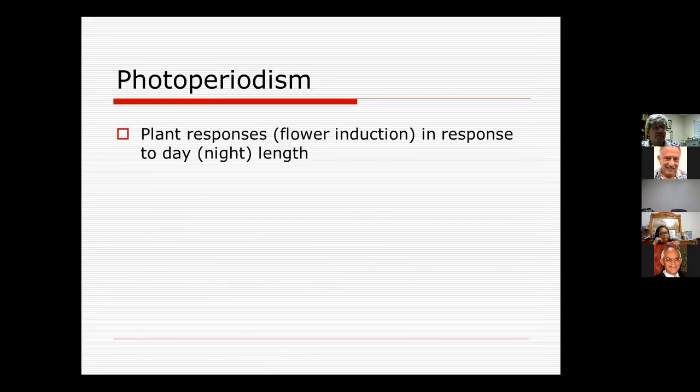So we have some plants that when days are long, they flower. When days are short, they don't. We have other plants that when days are short, they flower, and when days are long, they don't. So these are what we're talking about. What's an example of a plant that is affected by day length to flower or not flower? Someone give me an example.